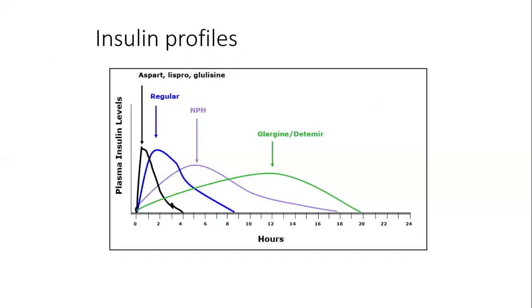Given differently, the same information is what we see here. So you can see aspart, lispro, and glulisine. Those are the black lines. Sharp rise, but sharp fall also. You can see regular insulin, not very sharp, but it also takes time to fall, and your NPH.